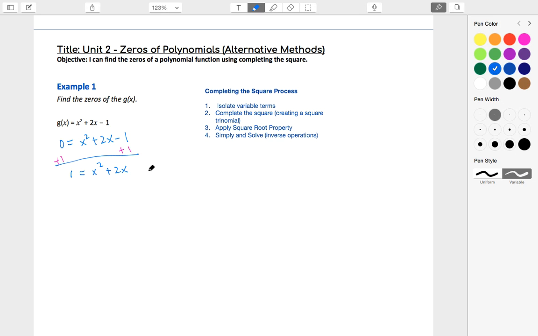Once we have this, we can see here that the x squared plus 2x is incomplete. It's missing the constant value, right? So for step 2, it's saying complete the square, right? So we want to create a square trinomial. So we're going to figure out what value will go right here to complete this into a perfect square trinomial. The way we do that is with this lovely fancy formula where we have 1/2 b squared.